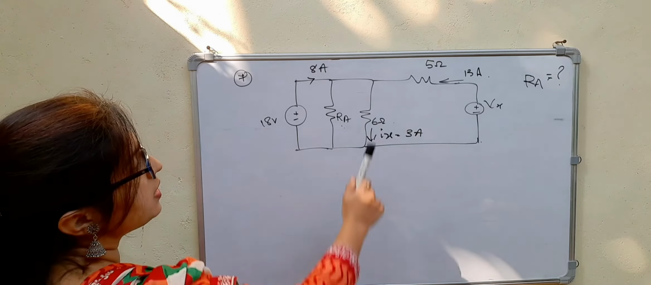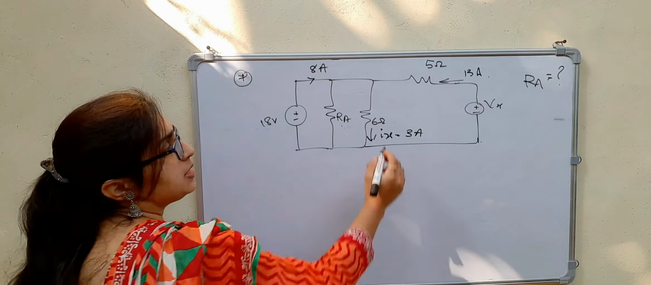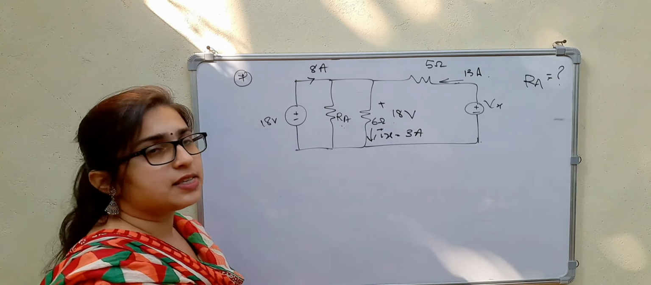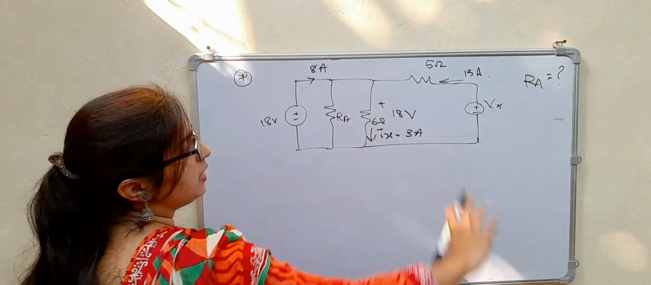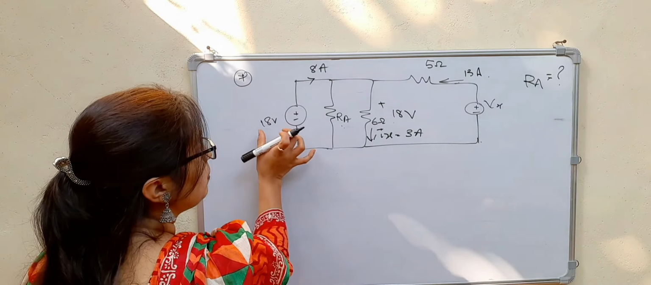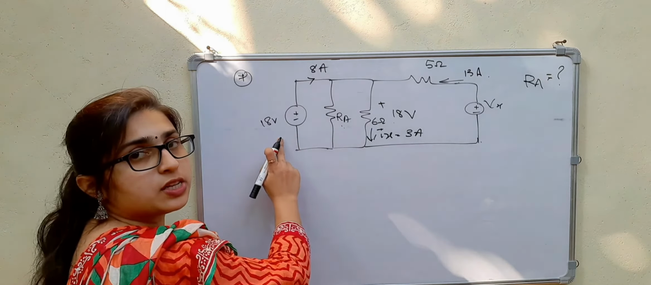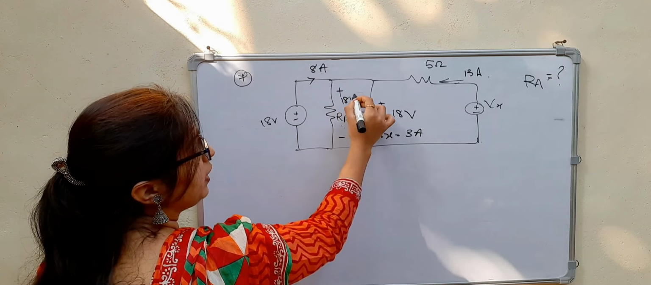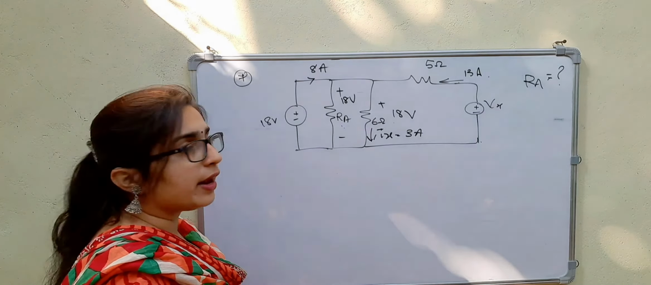Okay, so Ix is equal to 3 amperes, that means the voltage across this is 18 volts. Obviously it is 18 volts because you can see these 3 elements are in parallel. That means the voltage of this voltage source across, it will be across Ra. This also will be 18 volts. This also will be 18 volts.